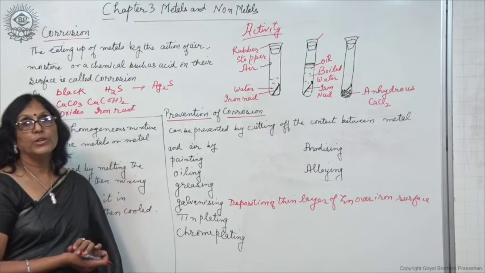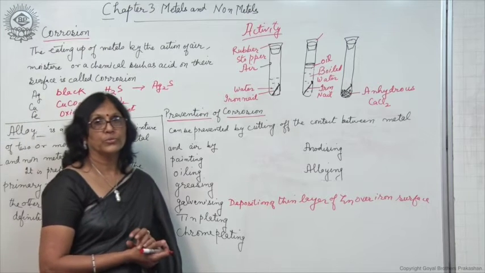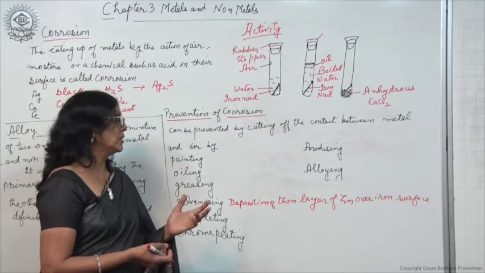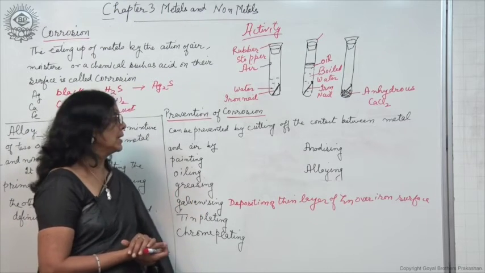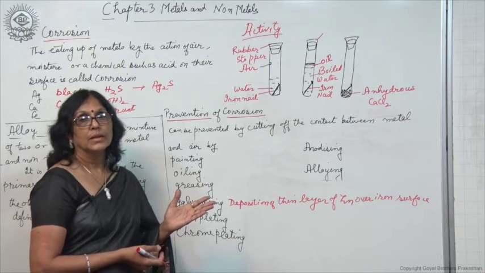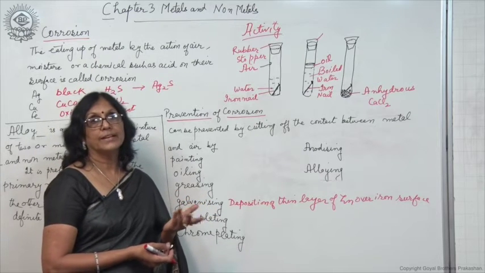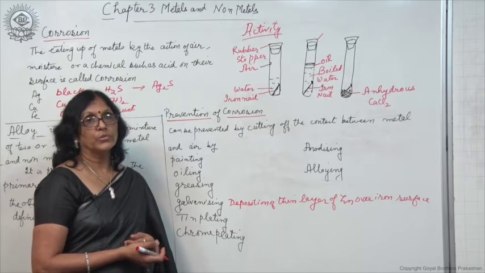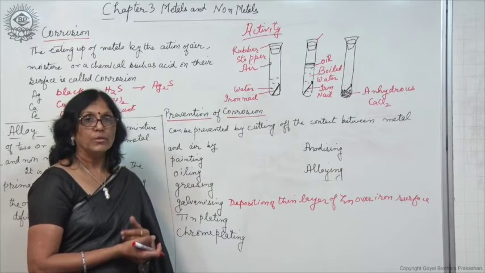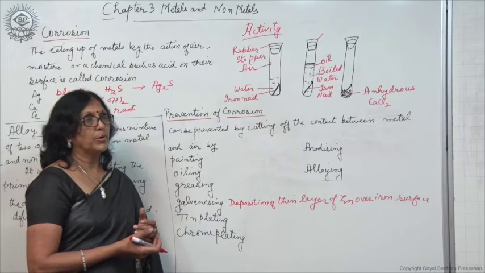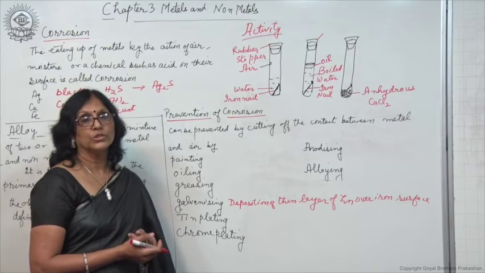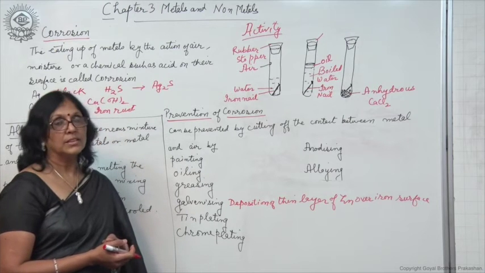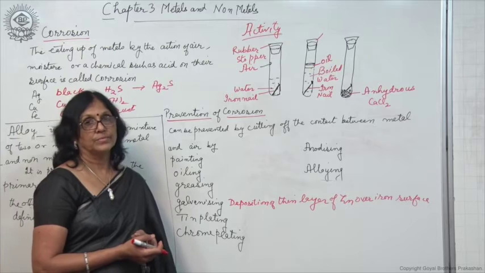In the case of aluminium utensils or aluminium statues, corrosion is prevented by anodizing. Now, aluminium, as you know, is a very reactive metal. It combines with oxygen and forms aluminium oxide. Aluminium oxide then protects the metal underneath from further corrosion, because the aluminium oxide layer acts as a protective layer.